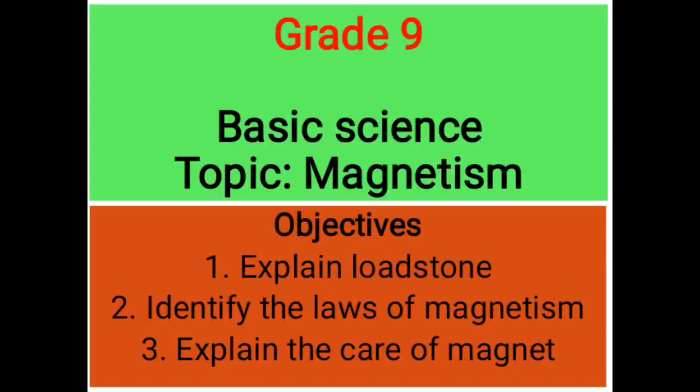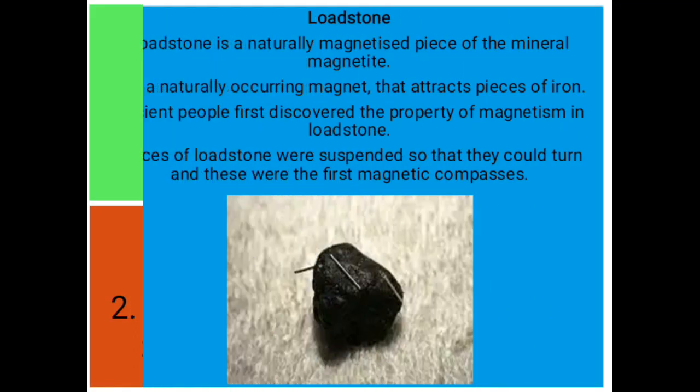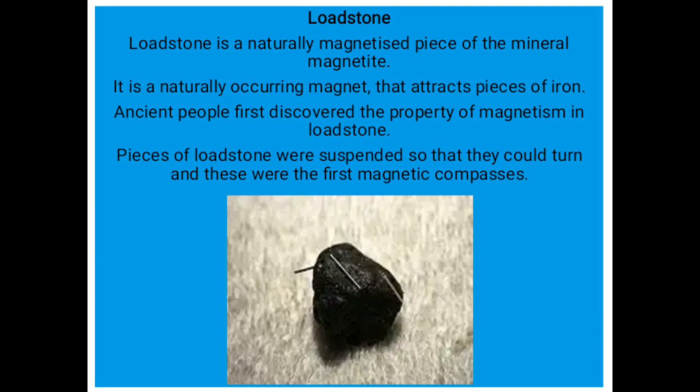Today our topic in basic science is magnetism, and we have three objectives. One is to explain lodestone and identify the laws of magnetism. Then how do we care for magnets? These are the three objectives we are going to achieve at the end of this class. So get your writing materials ready. Let's go. We are starting with the first one, which is lodestone.